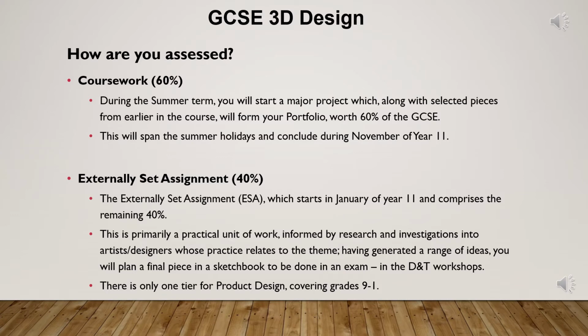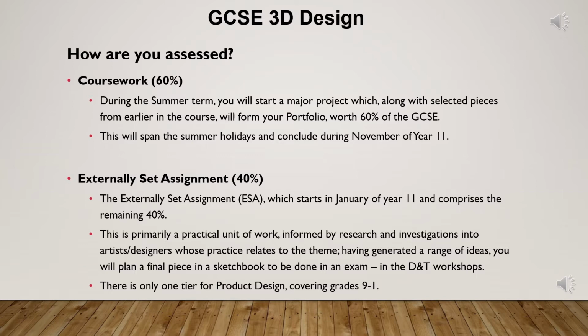So how are you assessed on this course? Well, the assessment is broken down into two parts. We have the coursework, which is worth 60%. Now, when you start the course, you'll be doing a variety of design and make projects. The first of those tend to be more teacher-led, and then during the summer term you'll start a major project which, along with other selected pieces of work from earlier in the course, will form your portfolio. That's worth 60% of the final GCSE.